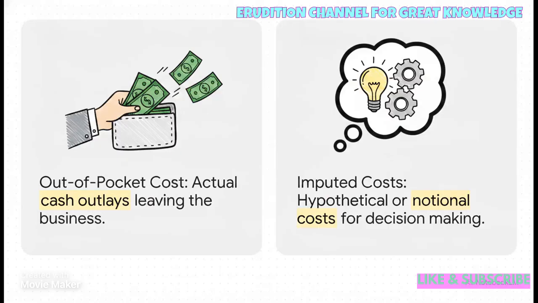Next, let's contrast out-of-pocket costs with imputed costs. Out-of-pocket costs are exactly what they sound like, actual expenditures or tangible payments made by a business for goods, services, or resources. It's real cash leaving your hands, like direct payments for wages. Imputed costs, on the flip side, are hypothetical or notional costs. They don't involve any cash outlay at all, but they're computed strictly for the purpose of decision-making, very similar to opportunity costs. Interest on internally generated funds is a classic example of an imputed cost.